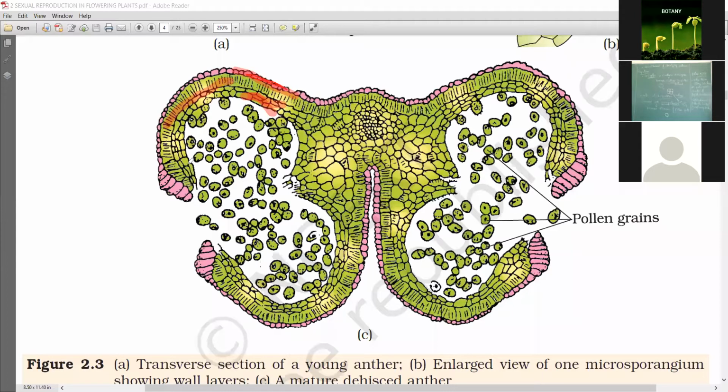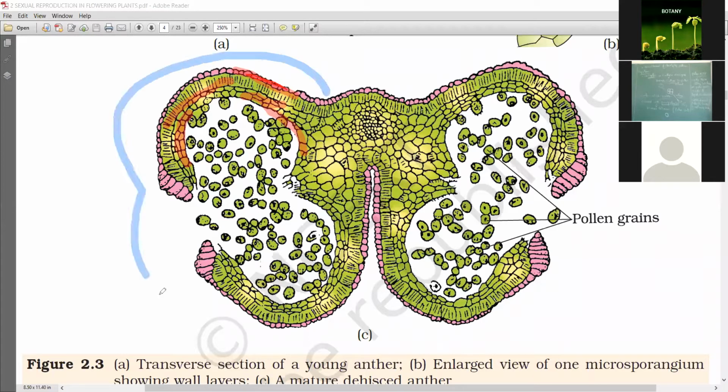See here, these are middle layers, right? Tapetum is absent. Why is tapetum absent? I told you tapetum is a nutritive tissue for developing pollen grain. As the pollen grains are developed, tapetum is fully consumed for the development of pollen grain. After the development, what happened? Actually, there should be 2 microsporangia on each lobe. Okay, 2 lobes are showing here. What are the 2 lobes?